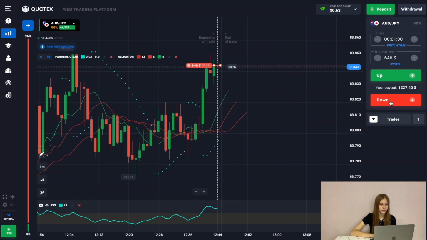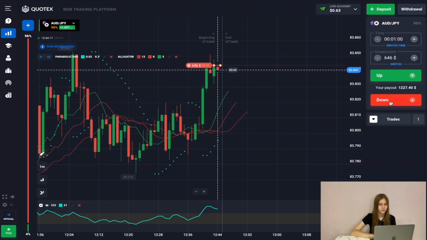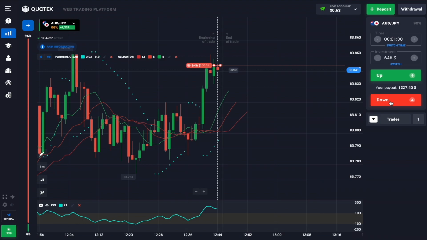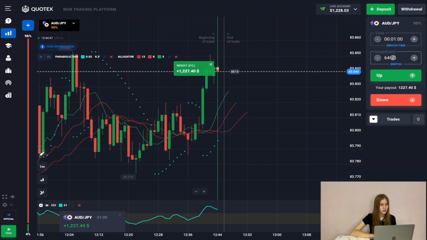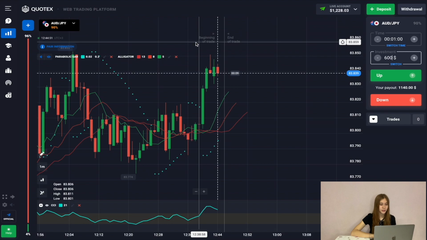So let's wait for the completion of our trade, and we successfully close it on the red candle. So we have successfully closed the deal. Let's open a double.